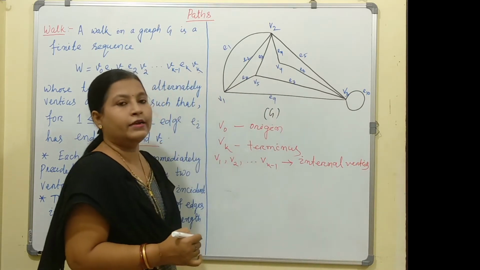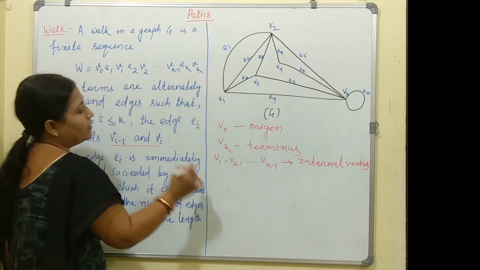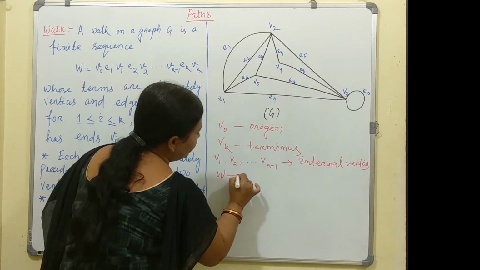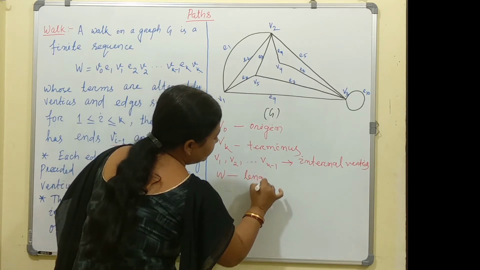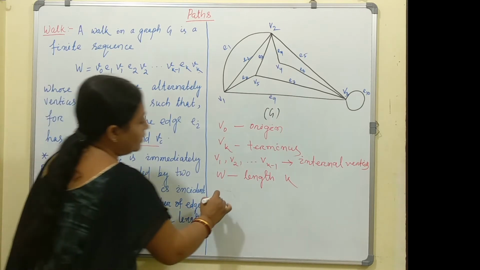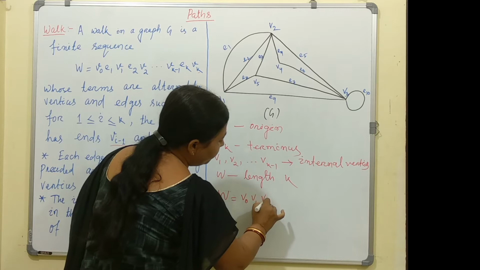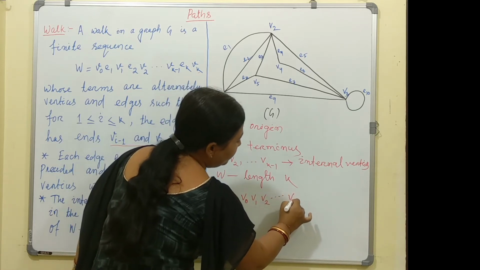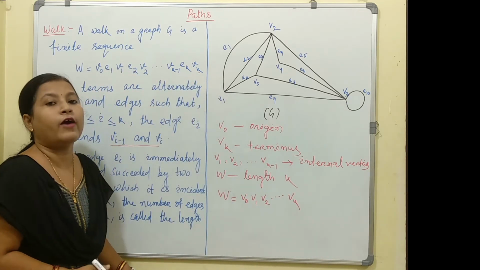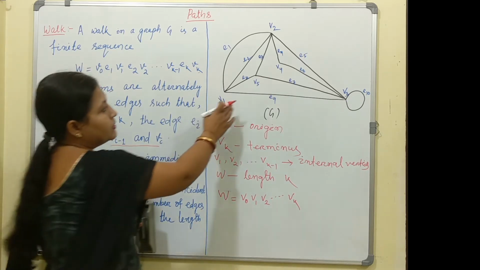These are the internal vertices, and here W has length k. It is also written as W equal to V0, V1, V2 up to Vk. This is the finite sequence of vertices. Next, come to this graph.